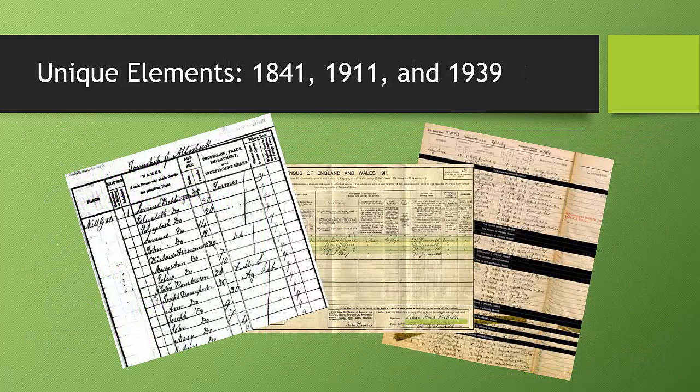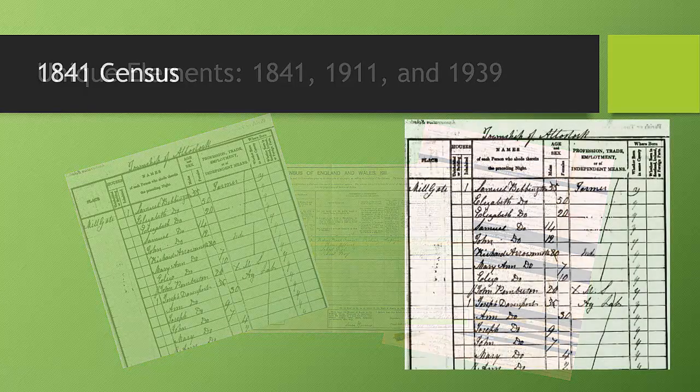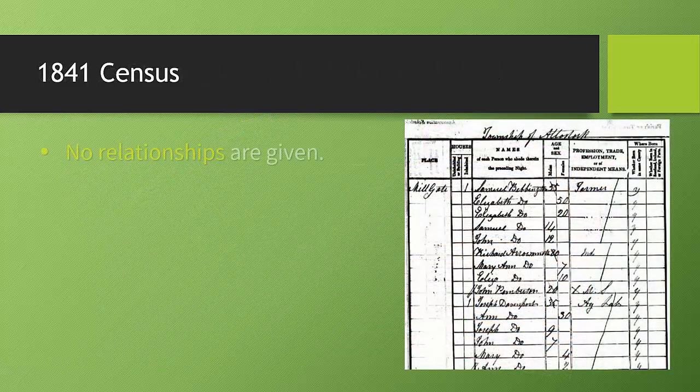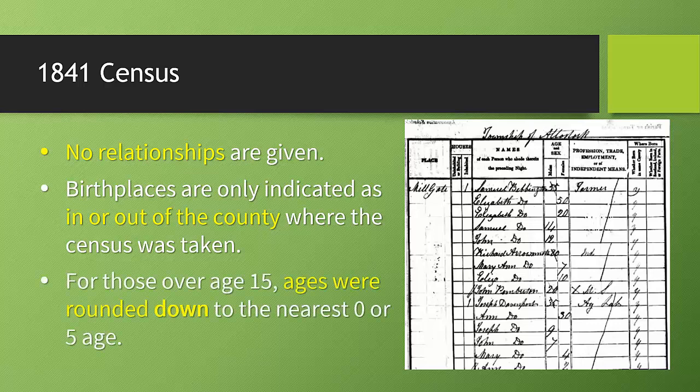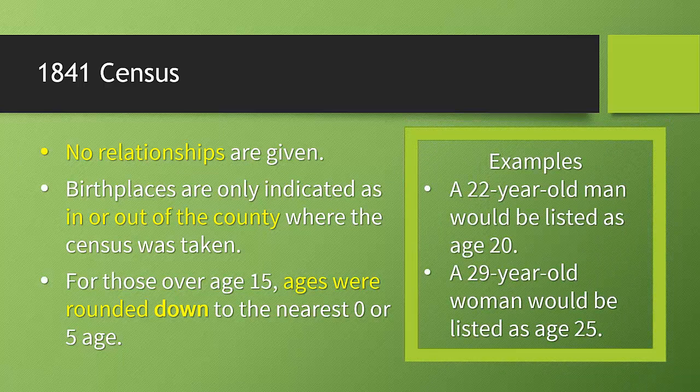Now let's highlight some unique elements in the 1841 and 1911 censuses and in the 1939 register. In the 1841 census, no relationships are given. Birthplaces are only indicated as in or out of the county where the census was taken, and for those over age 15, ages were rounded down to the nearest 0 or 5 age. Let's look at a couple of examples. A 22-year-old man would be listed as age 20, and a 29-year-old woman would be listed as age 25.